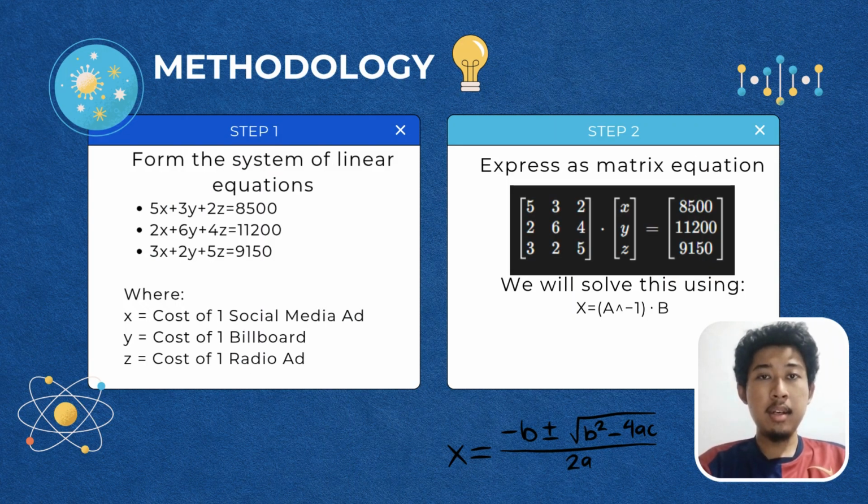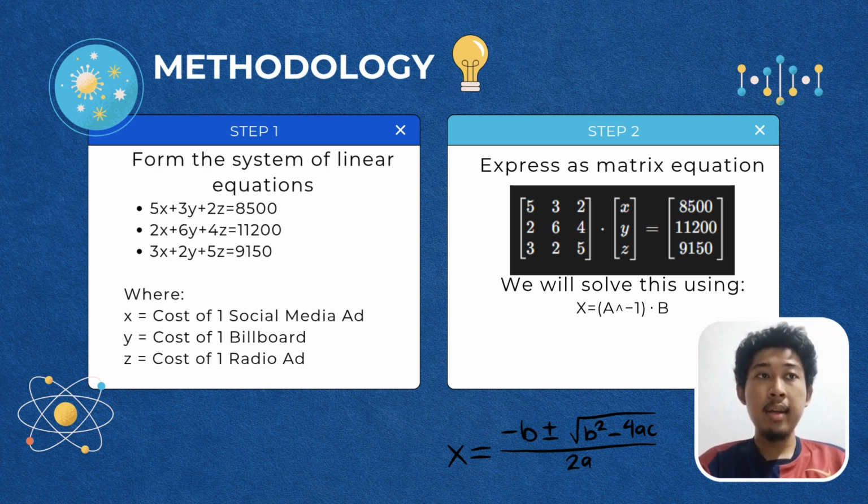I will explain the methodology of this case study. So the first step is that we need to form the system of linear equations based on the given scenario that we have. Based on the 3 client transactions provided in the scenario, we can translate the purchase into a system of 3 equations with 3 unknowns.